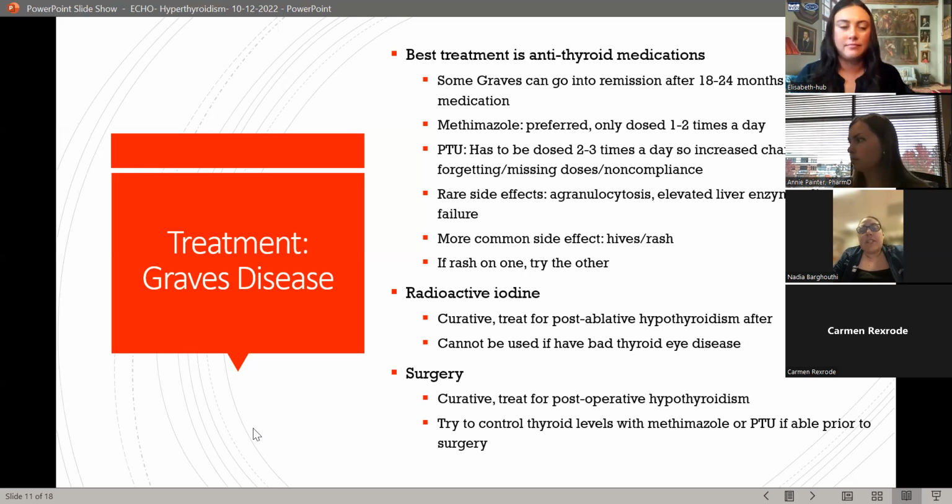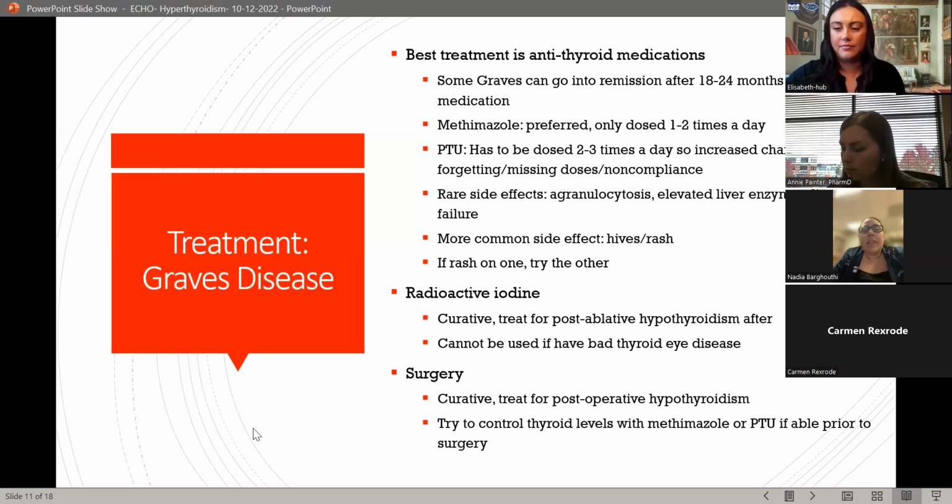Other rare side effects are elevated liver enzymes, or very, very rare is liver failure. So you always counsel them, if they have nausea, vomiting, jaundice, like their eyes are turning yellow, their stomach is hurting, then they really need to let you know. The most common side effect, if you're going to see one, is probably a rash or hives. And if someone gets a rash on methimazole, then try switching them to PTU first.